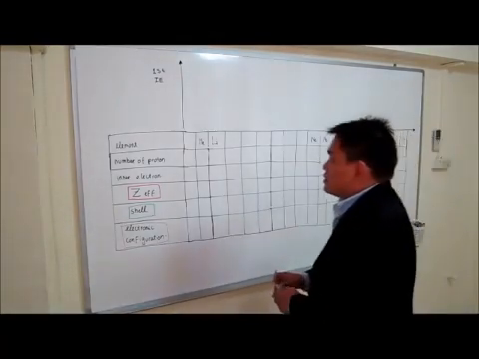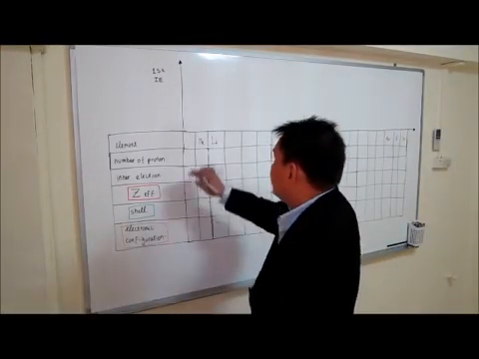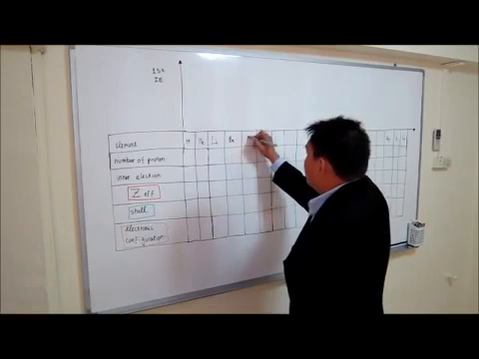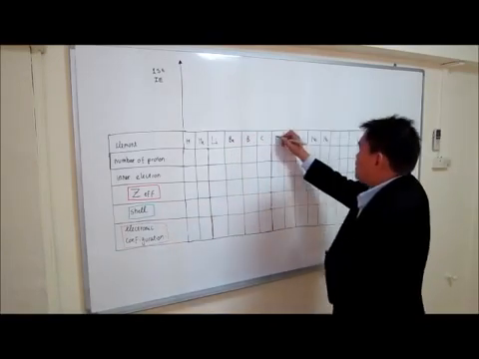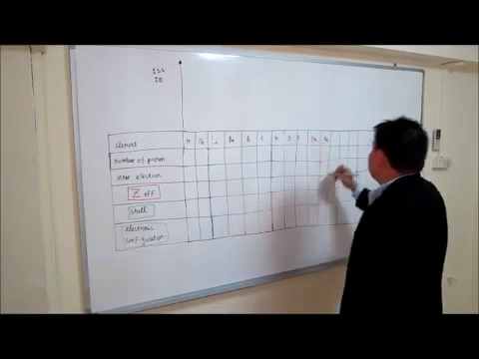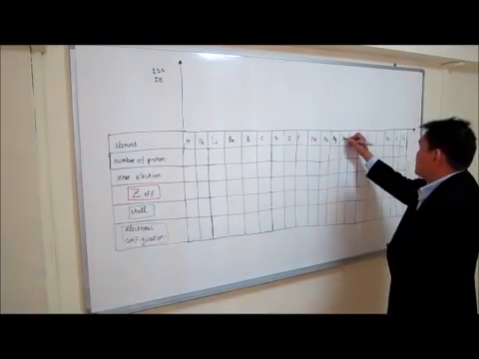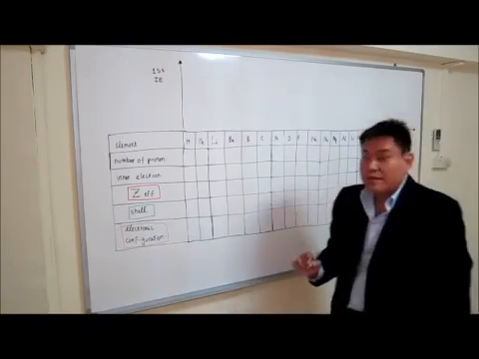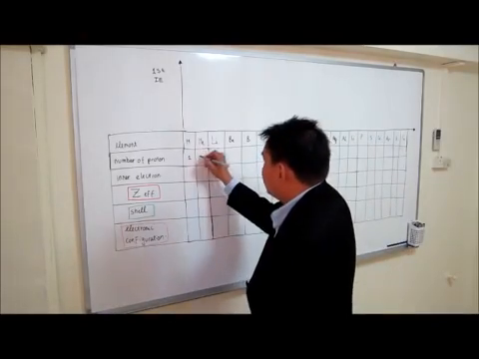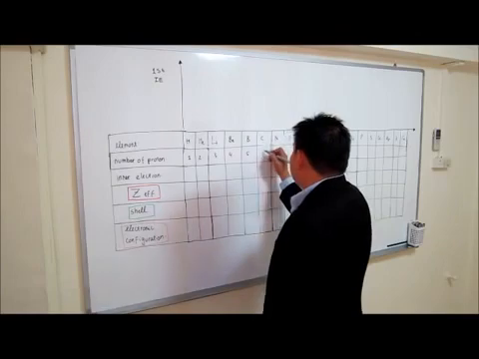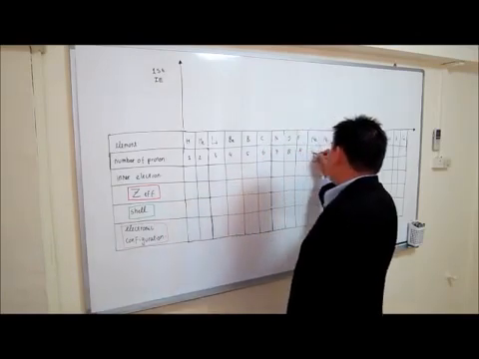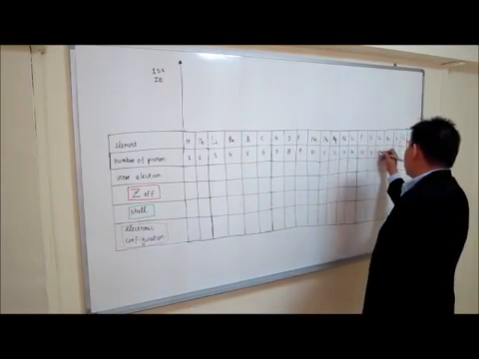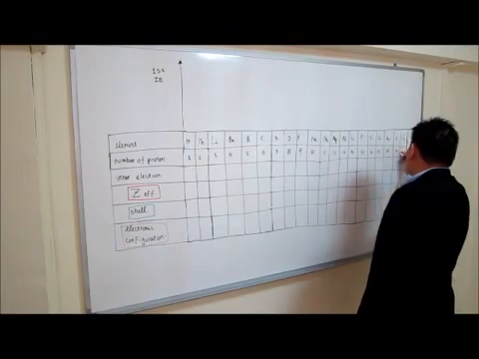The first thing we do is simply fill up all the elements. By now, I think you can quickly do that because it's quite easy. Nitrogen, oxygen, fluorine, neon, sodium, magnesium, aluminum, silicon, phosphorus, sulfur, chlorine. And we fill up the number of protons of each element. Very simple. It's in a sequence 7, 8, 9, 10, 11, 12, 13, 14, 15, 16, 17, 18, 19, 20.